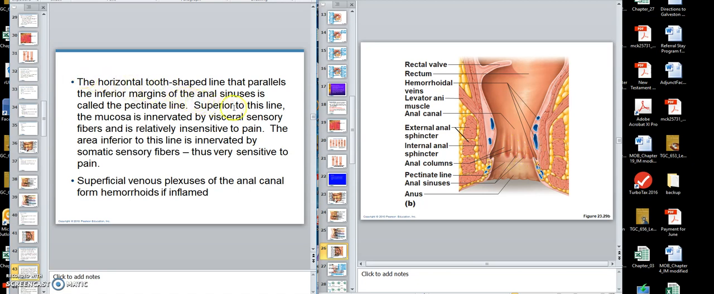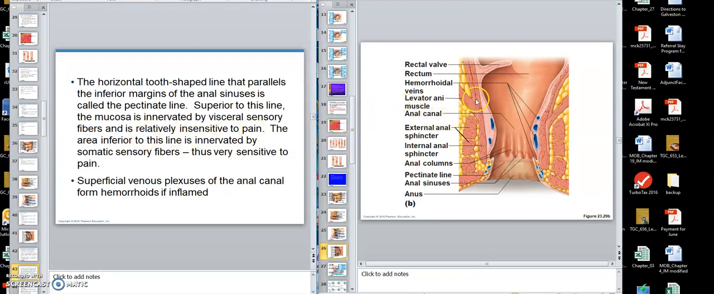Let's talk about that. Superior to this line, the mucosa is innervated by visceral sensory fibers, autonomic in other words, and is relatively insensitive to discomfort, to pain. The area inferior to this is somatic, just like on the skin. So you feel pain from hemorrhoids, scratches, whatever, there.